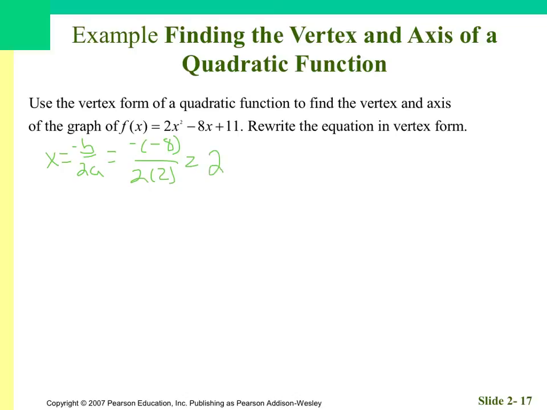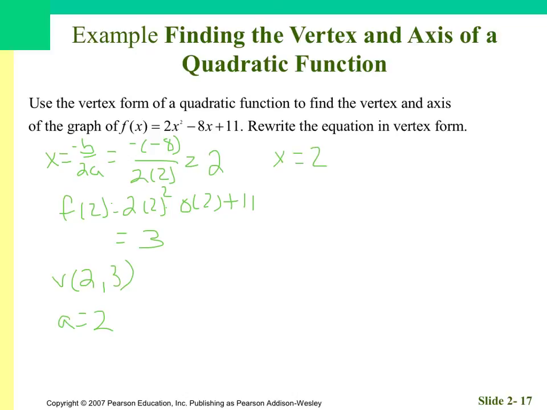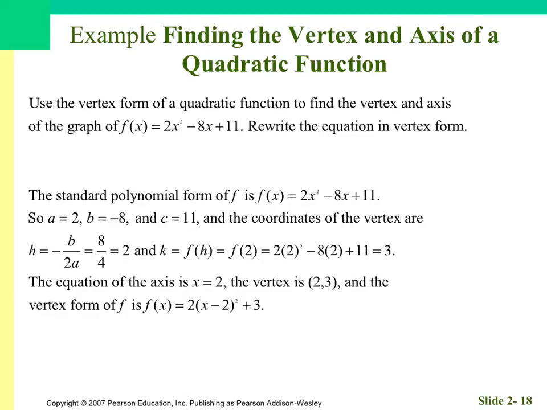2. Hopefully you were thinking this, though. You just plug it in. 2 squared is 4, times 2 is 8. 8 times 2, so negative 8 minus 8, plus 11, is 3. So you now have the vertex of 2 comma 3, and I know that a equals 2. So the axis of symmetry is x equals 2. If I go to write this in vertex form, f of x equals 2 times x minus 2 squared plus 3. So let's see. That's what we got. The equation of the axis, x equals 2.